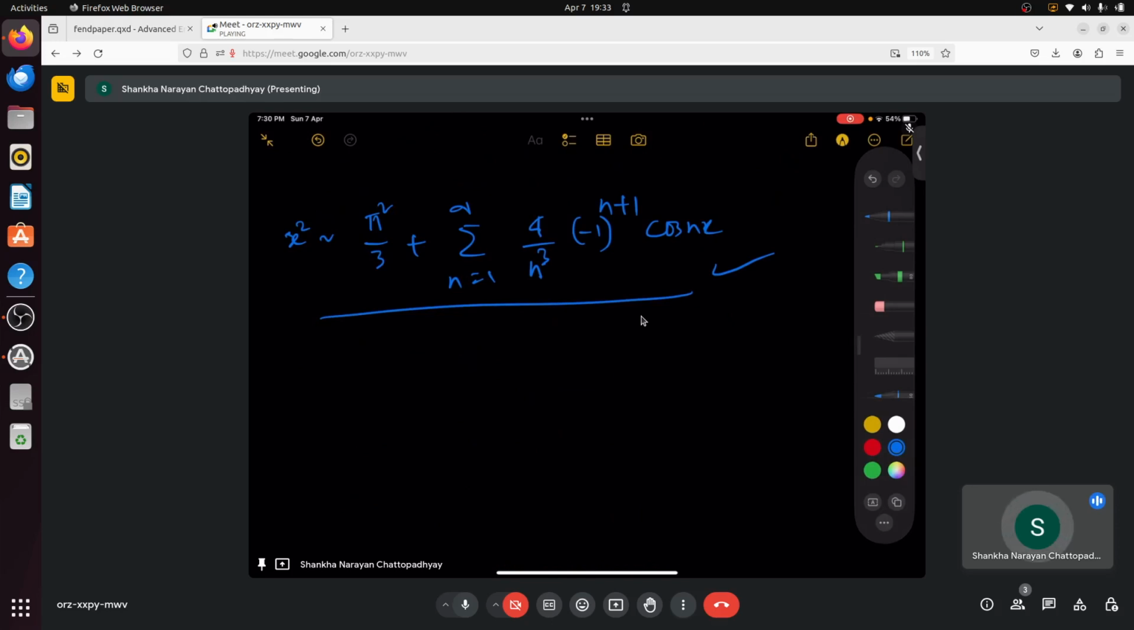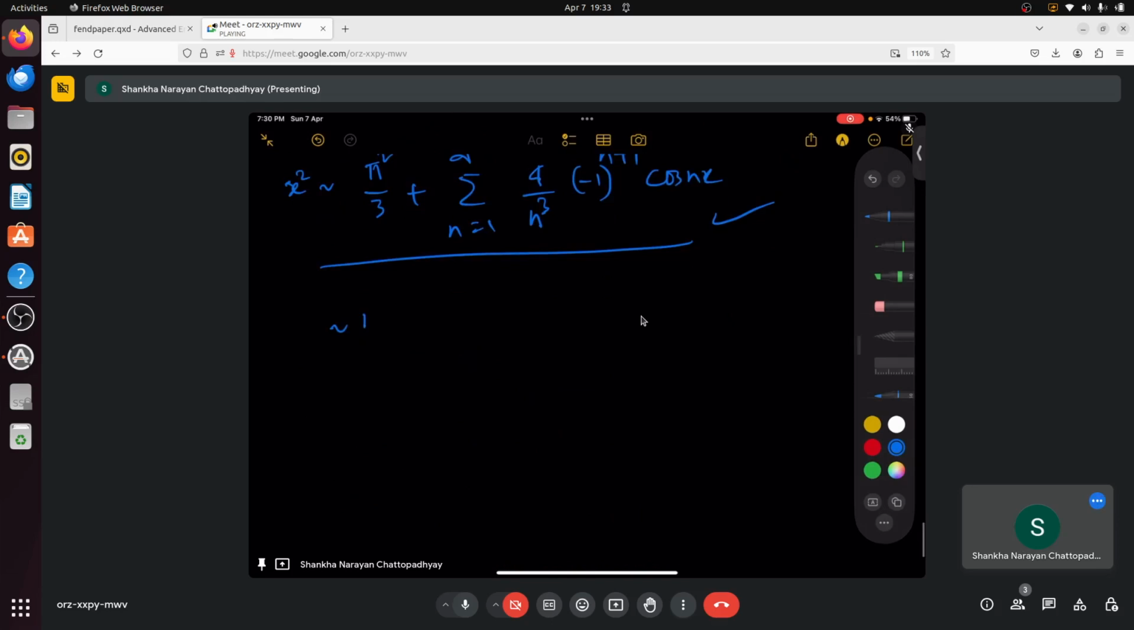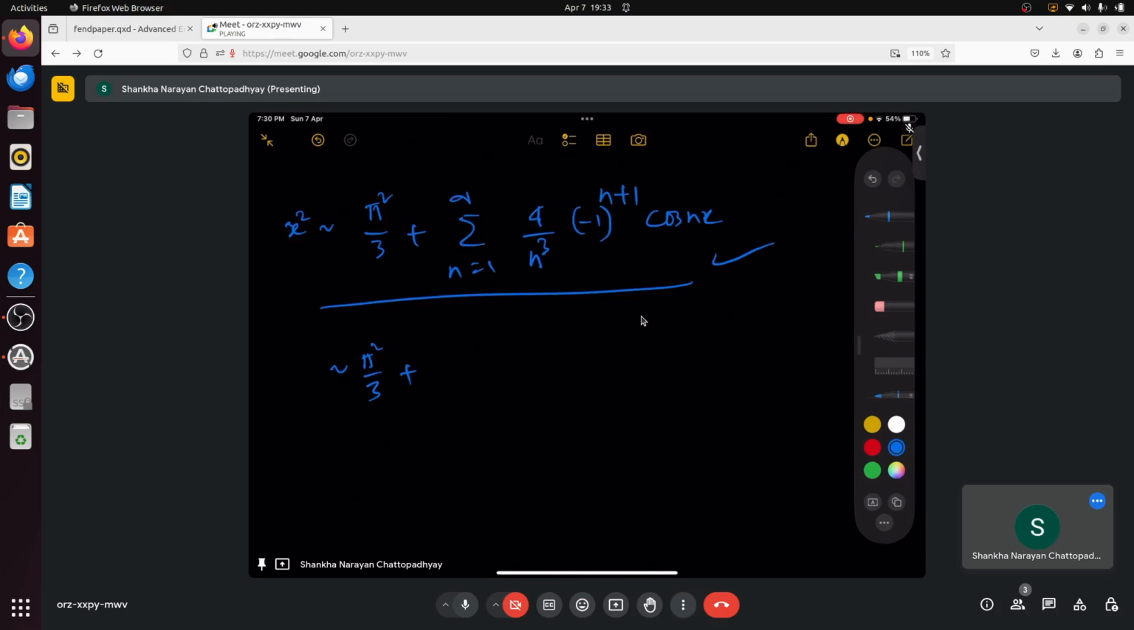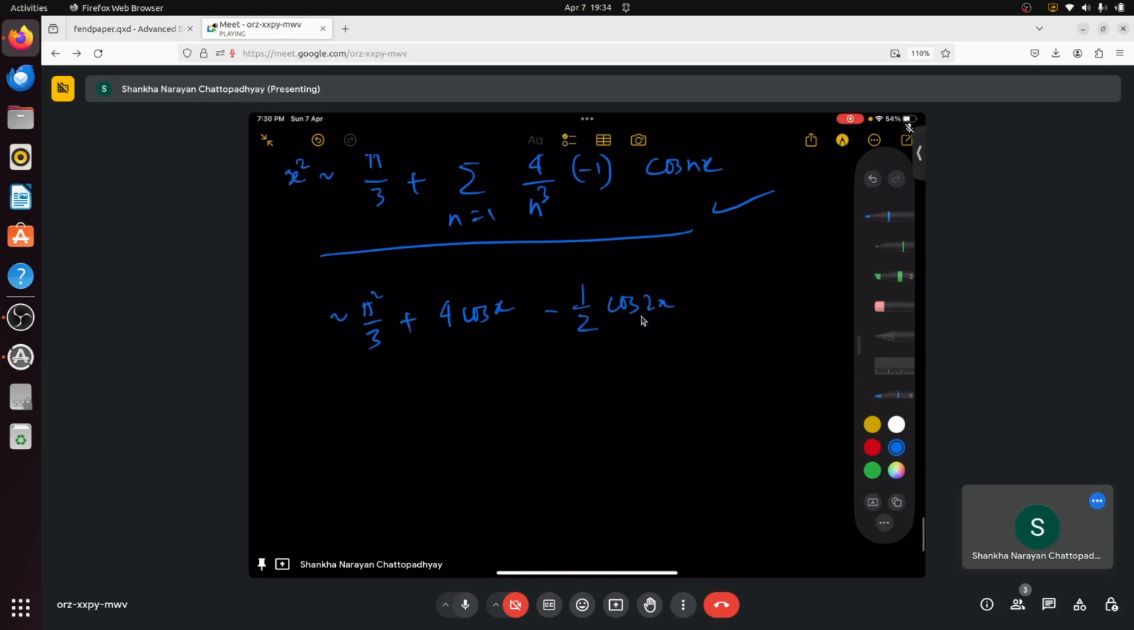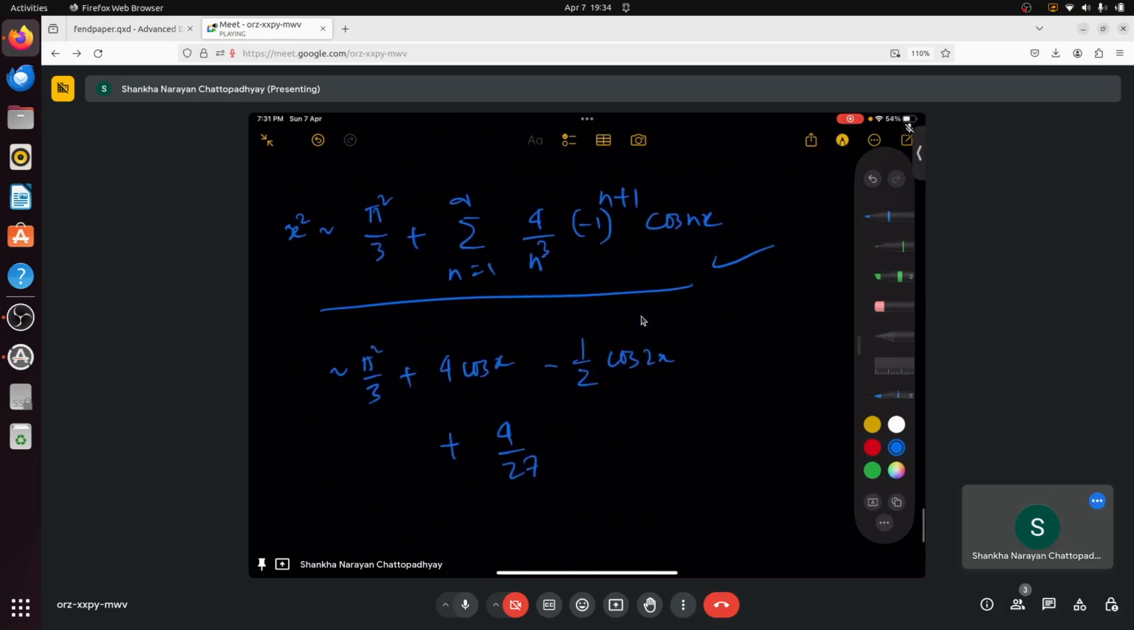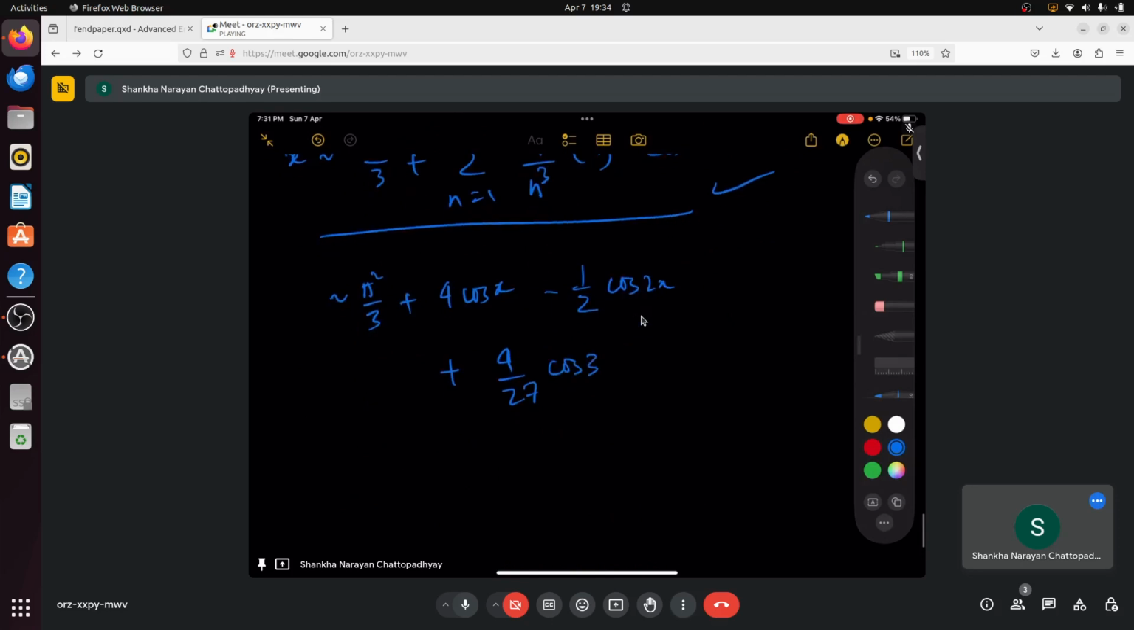You can write some of the terms like pi square by 3 plus 4 cos x minus 1 by 2 cos 2x plus 4 by 27 cos 3x plus and so on.